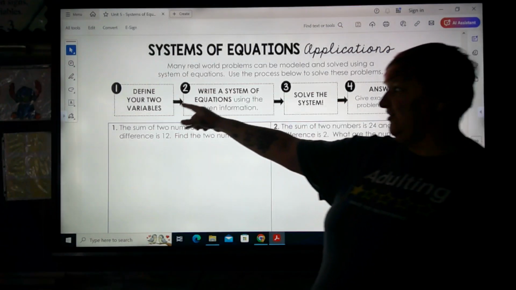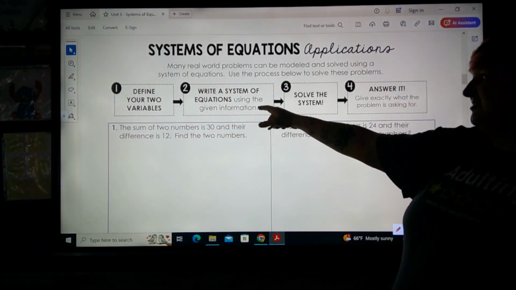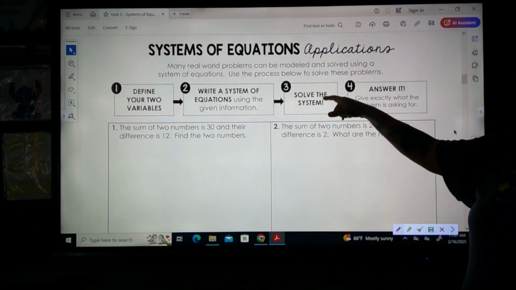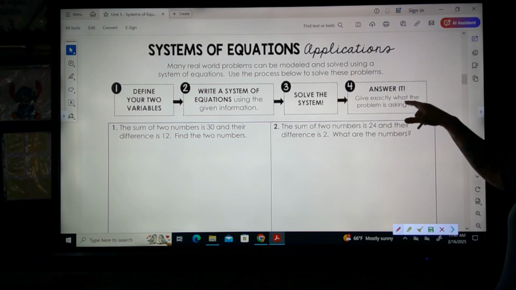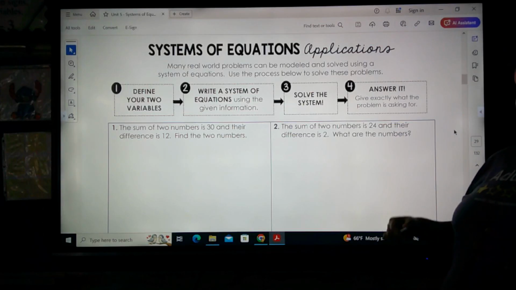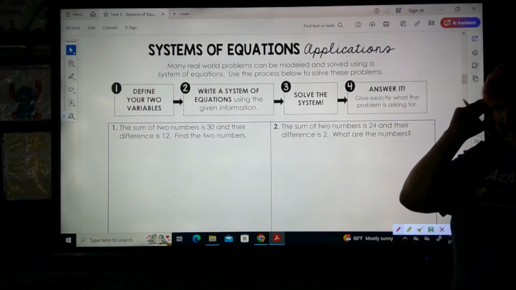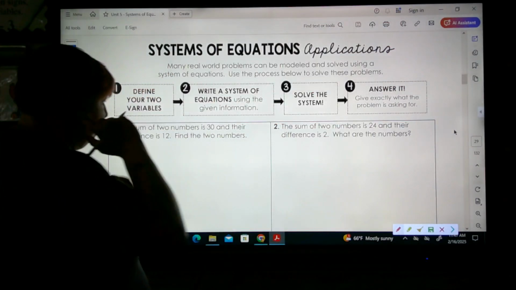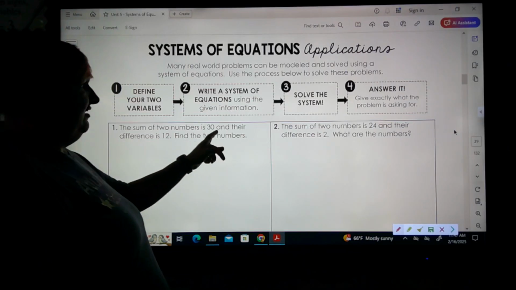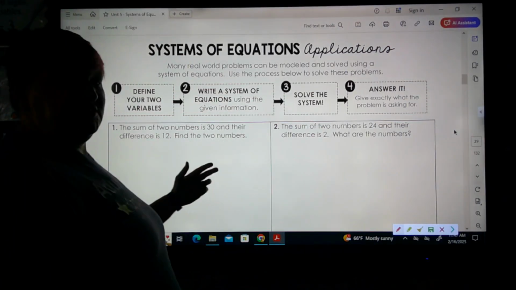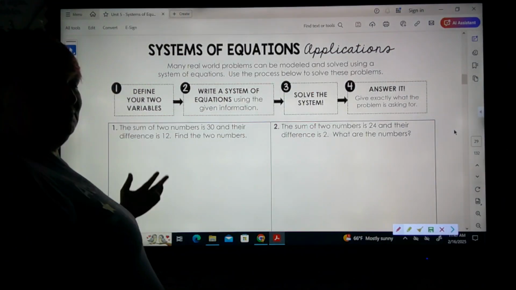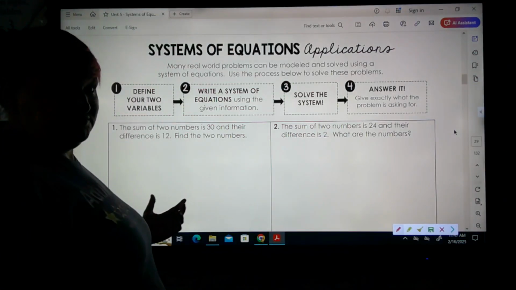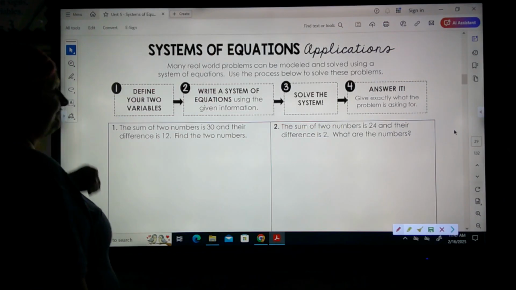We're going to define our variables. We're going to write a system of equations using the given information. We're going to find the solution. We're going to solve the system and then answer what the question is asking for. Remember to go back and double check what the question is actually asking, because if it's asking for something in minutes or the number of shoes or miles, you have to put that in the answer. It can't be naked numbers. No naked numbers, okay?